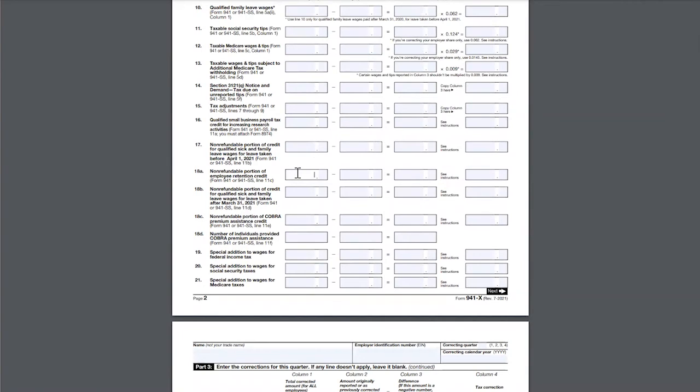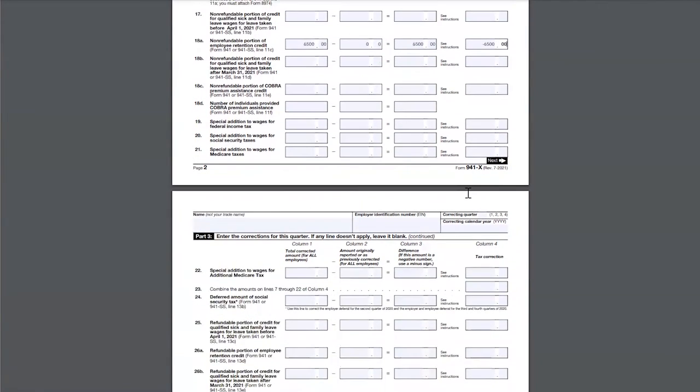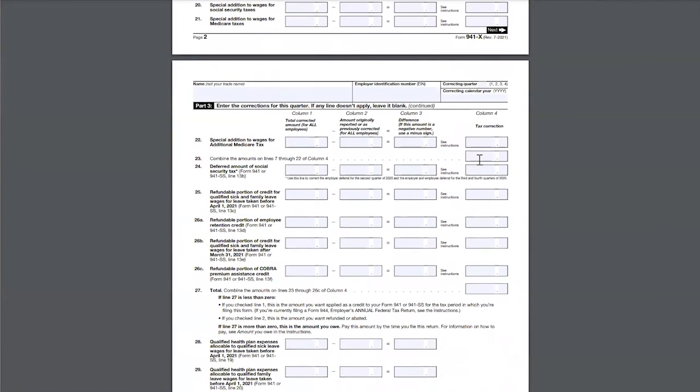So right here, you would put half of your social security, that number in 1L. Let's just say, just for the purpose of it, it's $6,500. In the second column, you're gonna put zero, and then again, you're gonna put 65. And in the last column, you're gonna put minus 65. Then you would go to part 3, line 23, you combine and you put minus 65, the same number.